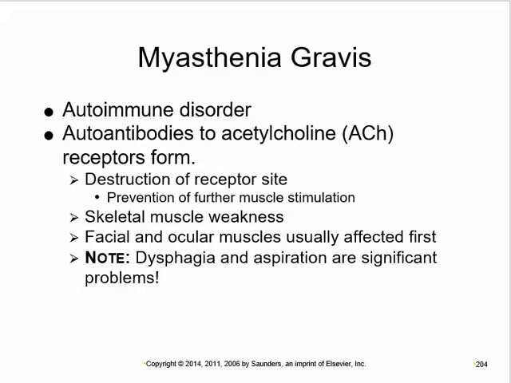Okay, the next one is myasthenia gravis. Myasthenia gravis is an interesting disorder. In other courses, I've included this in neuromuscular disorders, rather than neurological, because it's actually a problem of the neuromuscular junction. And it's an autoimmune disorder. What happens is we start forming antibodies that attack acetylcholine receptors.